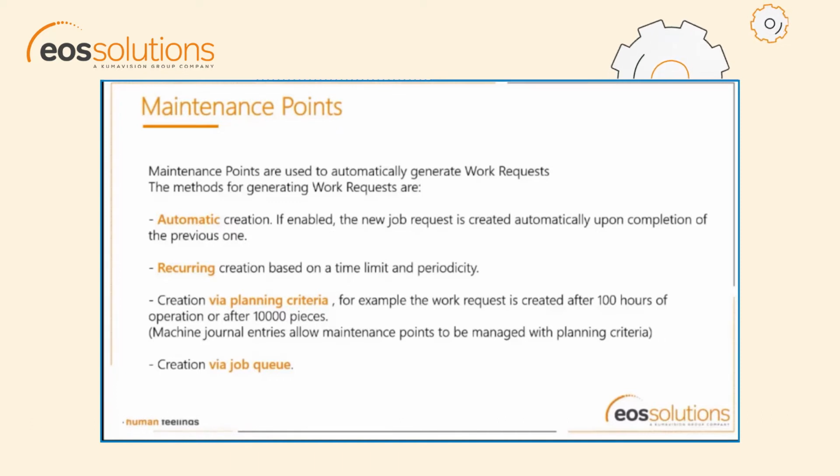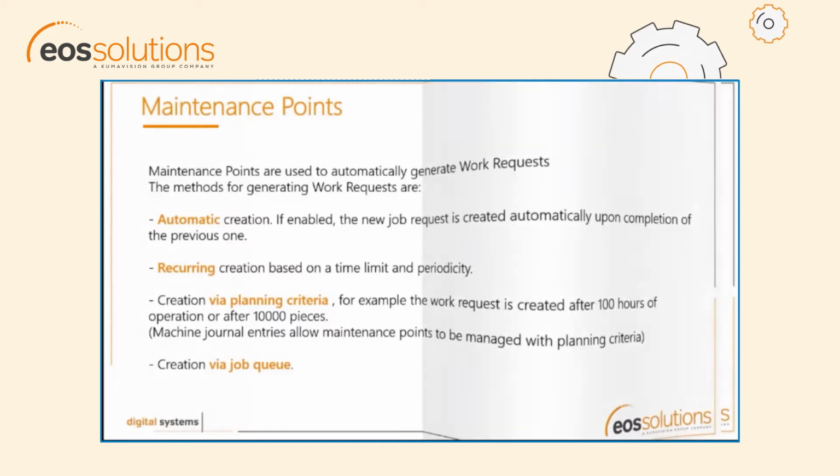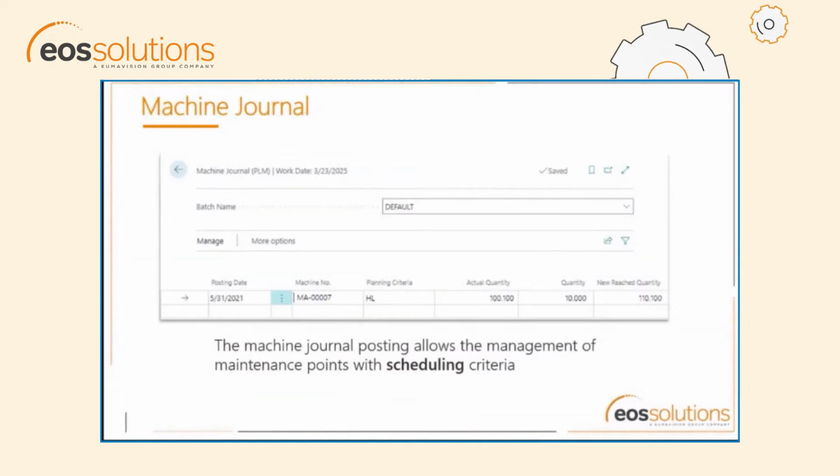As for the creation via planning criteria, the base app is not connected to the machines, therefore there is what we call the machine log, in which you can make registrations that allow you to trigger the criteria defined for this maintenance plan. Nothing prevents, customer by customer, from automating this management by linking it perhaps to PLCs or other tools that allow these actual data to be brought into Business Central.